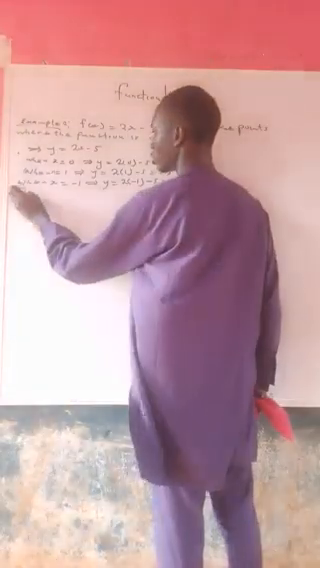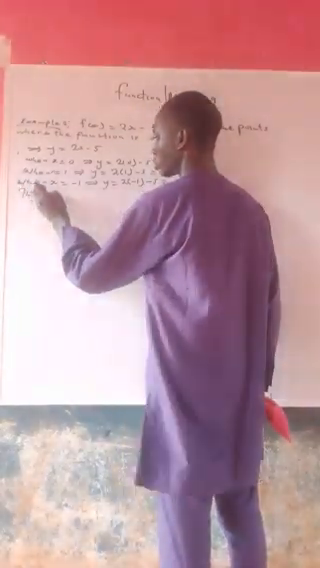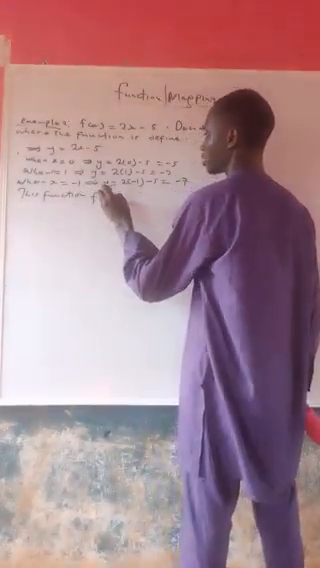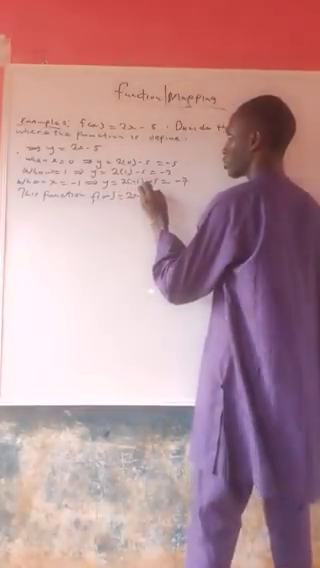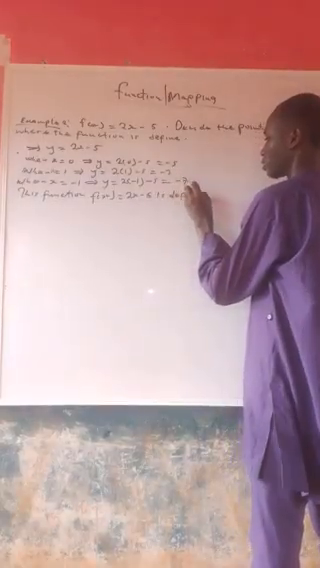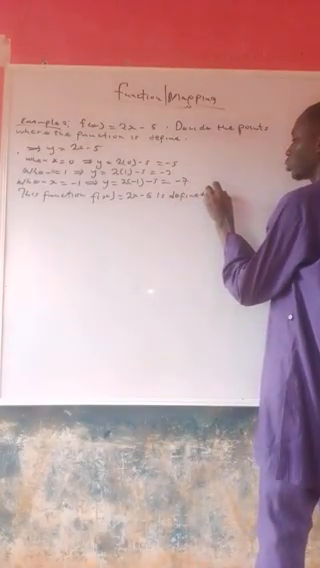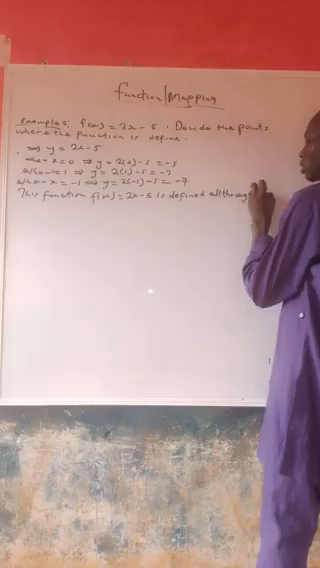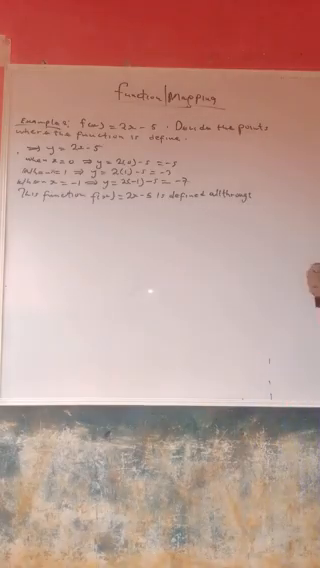So this function f of x equals 2x minus 5 is defined. This function is defined. Alright, that's good. So I think I've been able to answer this question.